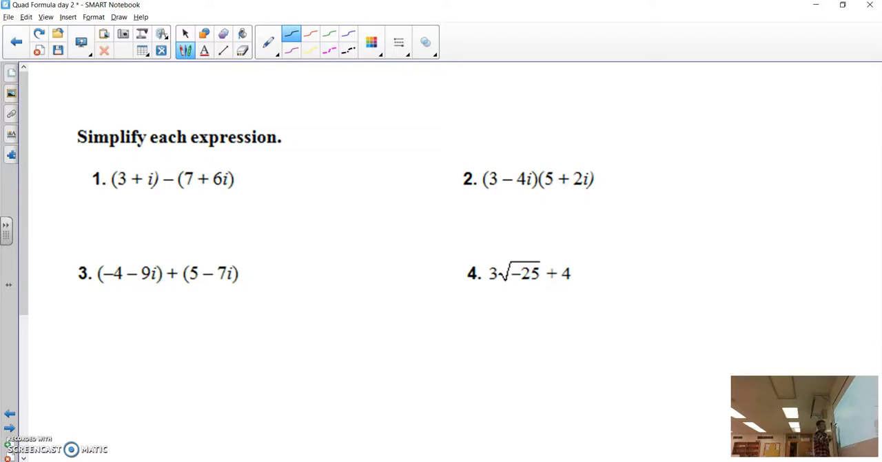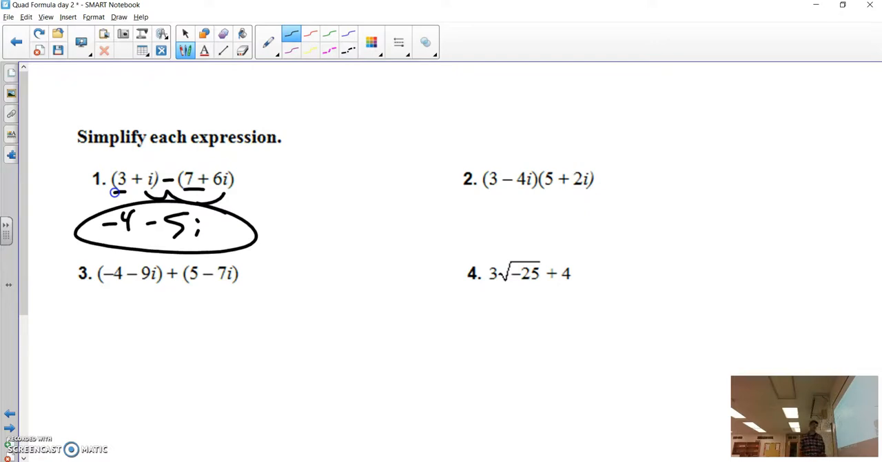So let's think about it. 3 minus 7. These are like terms. Hopefully you know that 3 minus 7 produces a negative number. 1 minus 6. I know that looks like plus 6, but you have to take into account that this minus means you're subtracting every time. 1 minus 6, negative 5i. Okay? So once you try number 3, it's adding though. So be careful that you understand that you're adding.